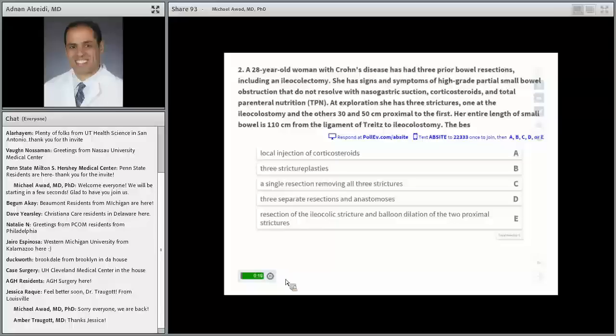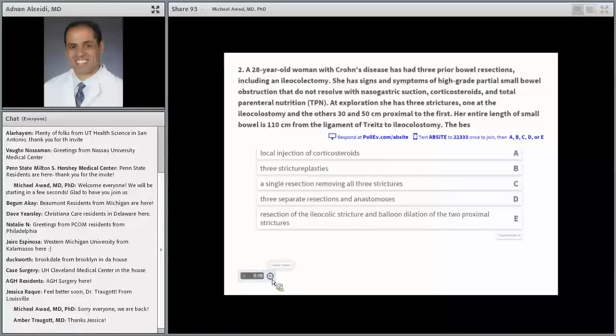So the second question is a 28-year-old woman with Crohn's disease has had 3 prior bowel resections, including an ileocecectomy. She has signs and symptoms of high-grade partial small bowel obstruction that do not resolve with NG tubes, corticosteroids, and total TPN. At exploration, she has 3 strictures, one at the ileocecostomy and the others 30 and 50 centimeters proximal to the first.